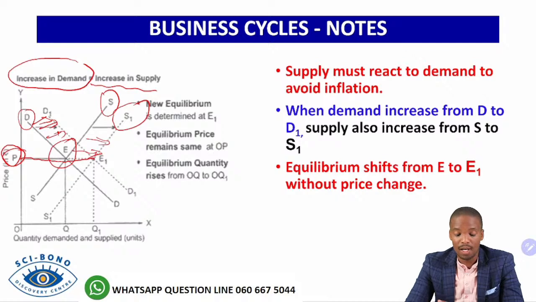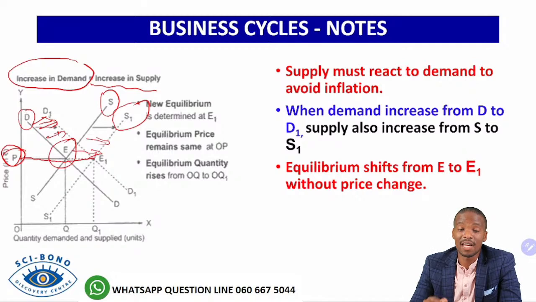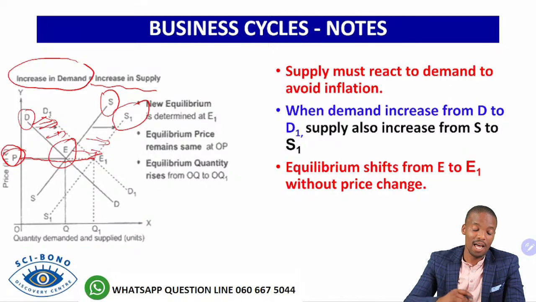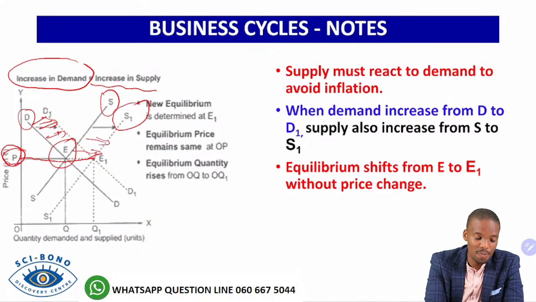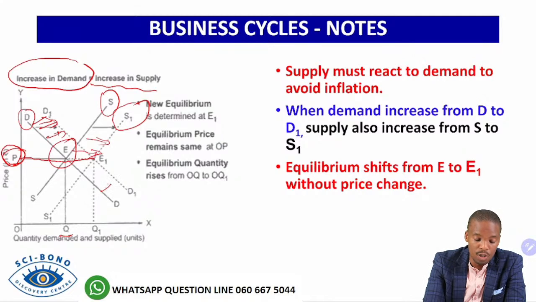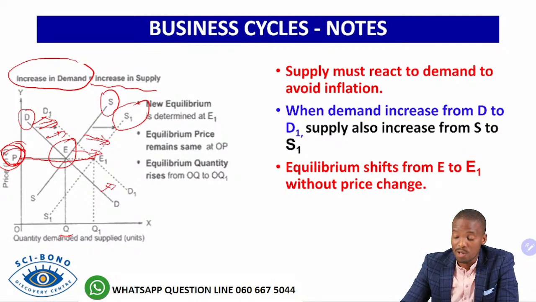So economics learners, if you are asked to, with the aid of a graph, illustrate or show how inflation is controlled with the aid of a demand and a supply curve, you'll explain it. Draw the original demand curve, which is D and S, show the equilibrium point, show the price there, and show the quantity there. Then you explain that an increase in demand from D to D1, we expect supply also to react from S2 to S1 without affecting the price, with the price being constant.